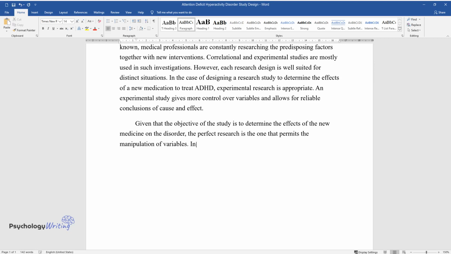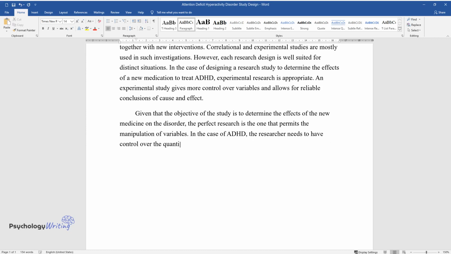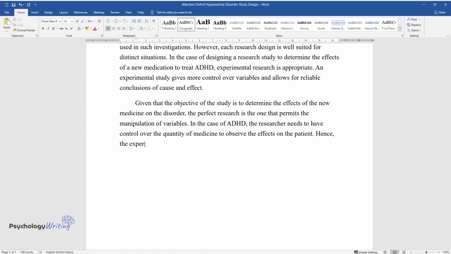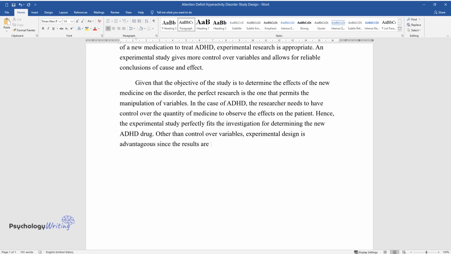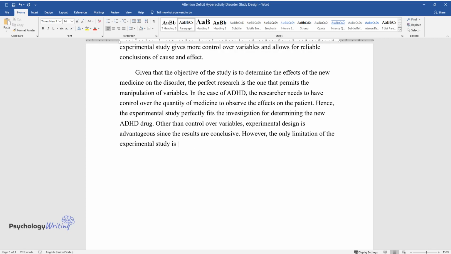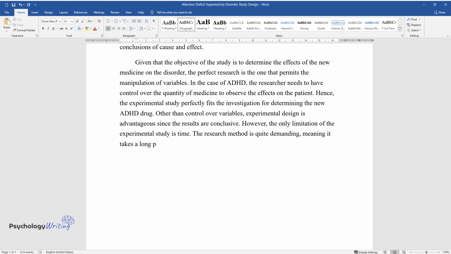In the case of ADHD, the researcher needs to have control over the quantity of medicine to observe the effects on the patient. Hence, the experimental study perfectly fits the investigation for determining the new ADHD drug. Other than control over variables, experimental design is advantageous since the results are conclusive. However, the only limitation of the experimental study is time. The research method is quite demanding, meaning it takes a long period to achieve the results.